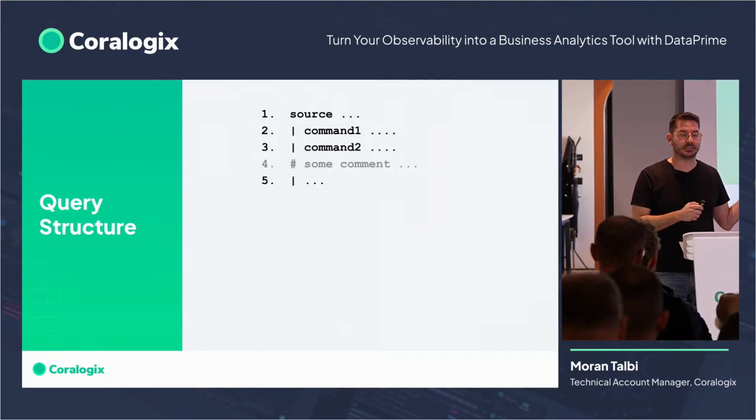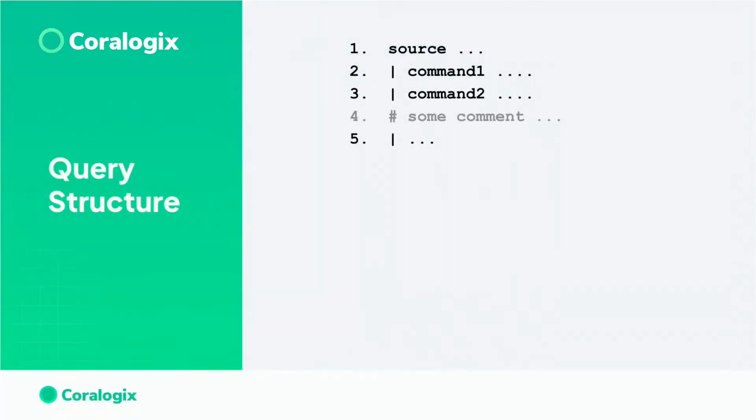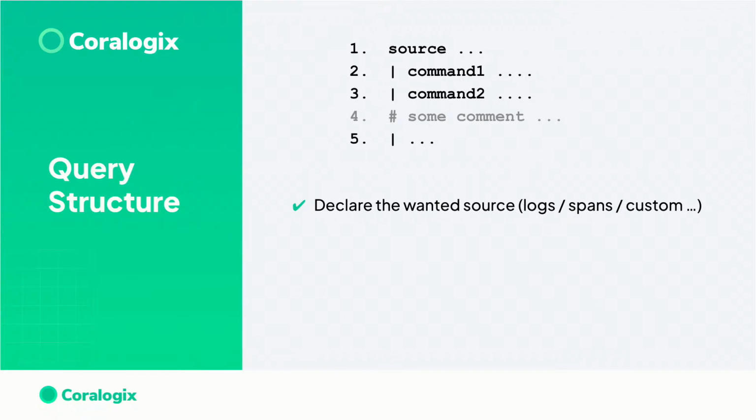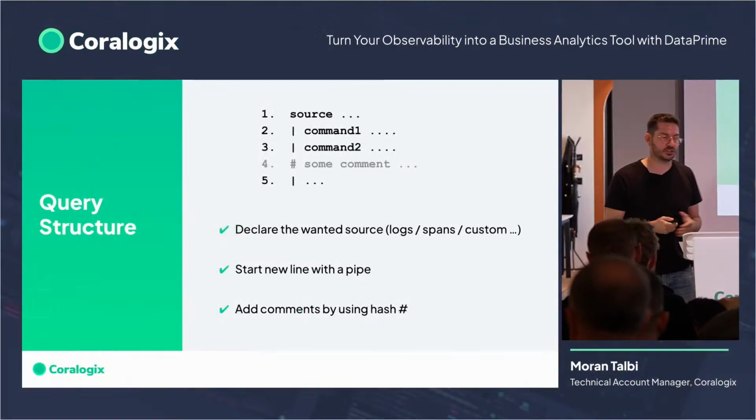Let's cover the query structure. It's extremely simple. This is a standard structure of a DataPrime query, starting with declaration of the wanted source, whether it's logs, spans, or custom. Custom can be like a custom CSV that can be used as an index, and then you can enrich your logs or spans in real time. Starting a new line with a pipe, and eventually add comments by using hash. So this is a standard structure.